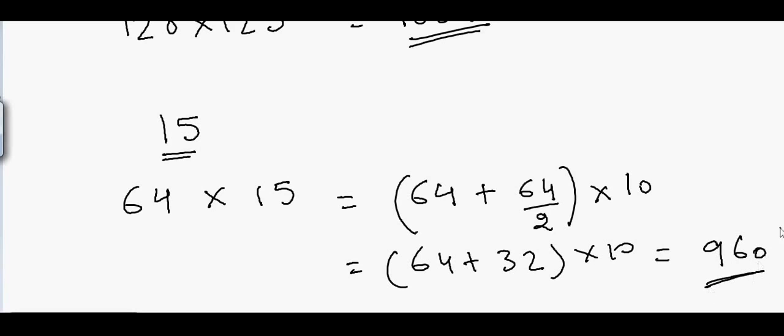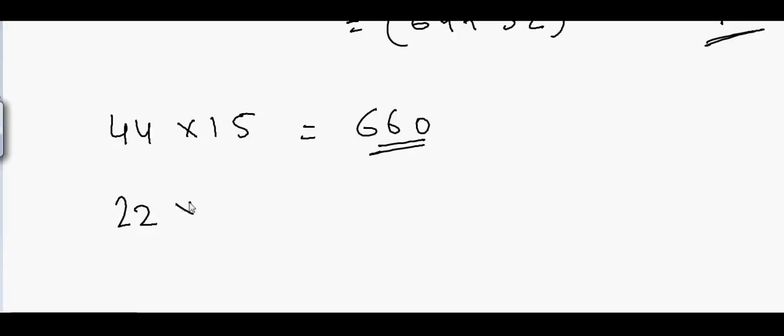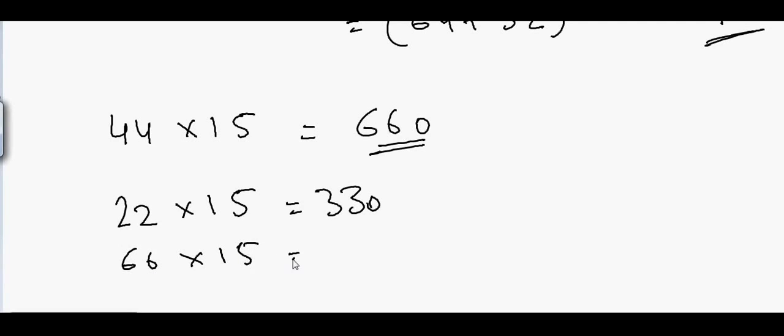Let's do it quickly. Suppose I have 44 and want to multiply by 15. I know that half of 44 is 22, so that will be equal to 66, and then a 0, so that will be 660. Suppose I want to multiply 22 by 15, that will be equal to 330. And if you want to multiply 66 by 15, that will be equal to 990.